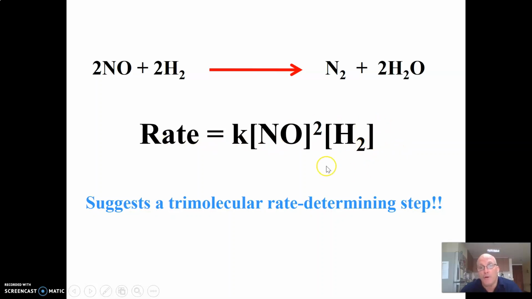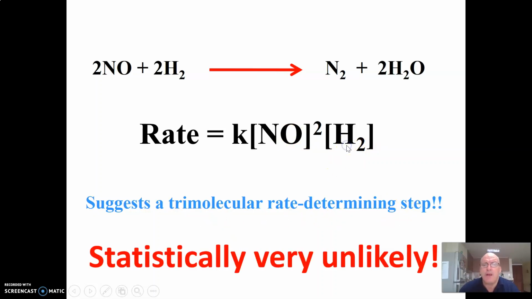It's third order overall, and in previous videos, we've looked at the rate law, and we've decided that we know which particles are colliding with which, and which particles are involved in the rate determining step. But this time, it's implying three particles, and a trimolecular RDS is statistically very unlikely. Getting three particles to collide at the right orientation and the right energy at the right moment is very unlikely. So we have to invoke some sort of other mechanism that doesn't involve three particles.